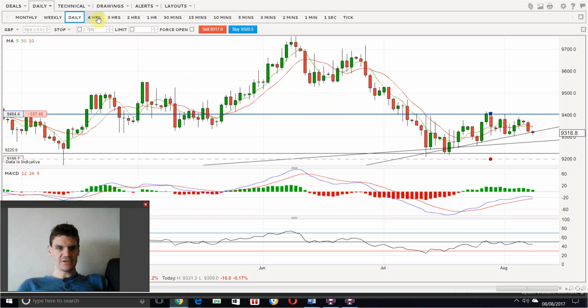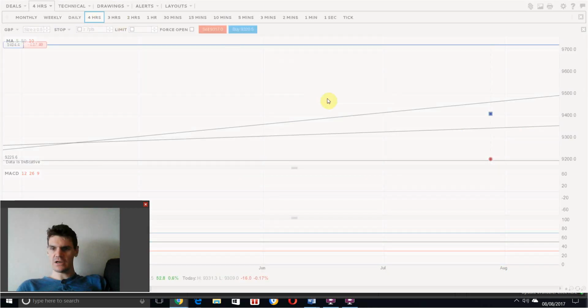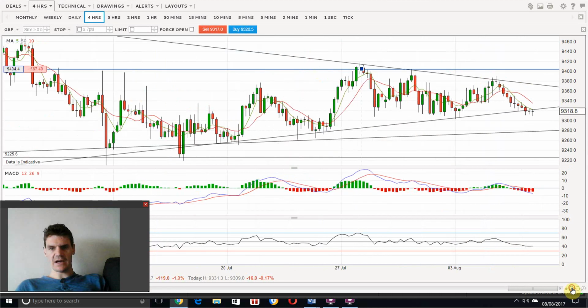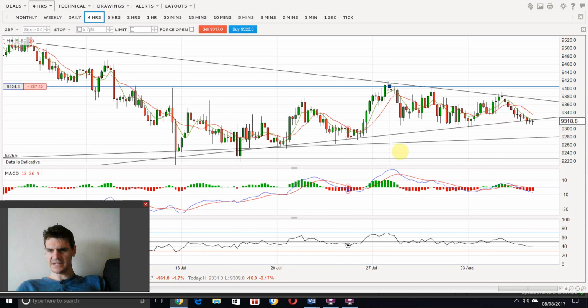If we head over to the 4-hourly chart, this is why the MA 5 and 10 on the daily chart are touching and then separating, because we've got this triangle forming here. So price is in a bit of a range trade at the moment, in between these two lines. It's touching the top and then going back down to the bottom, touching the top and then going back down to the bottom, and that's why we're seeing the two cross.